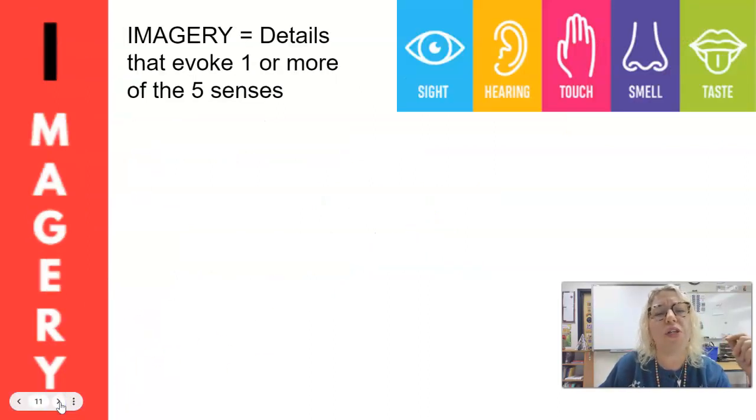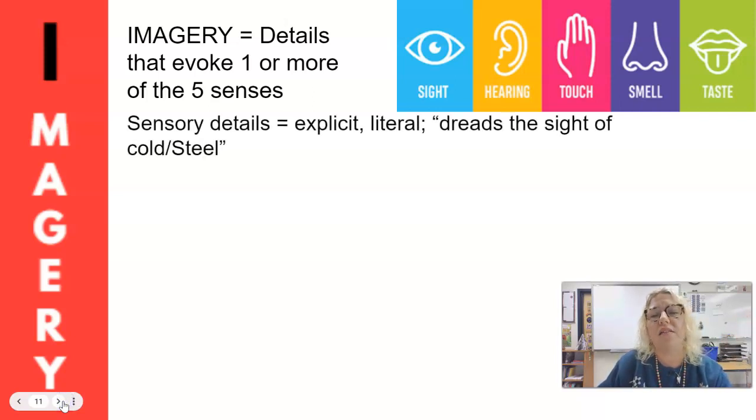How about imagery? Imagery, these are details that evoke one or more of the five senses. We've got sight, hearing, touch, smelling, and tasting. Sensory details in this speech come up on page 9 when she talks about how in other ways a woman is full of fear, defenseless, dreads the sight of cold steel. So dreads the sight of cold steel evokes at least two different senses here, the sense of sight and the sense of touch with that word cold.